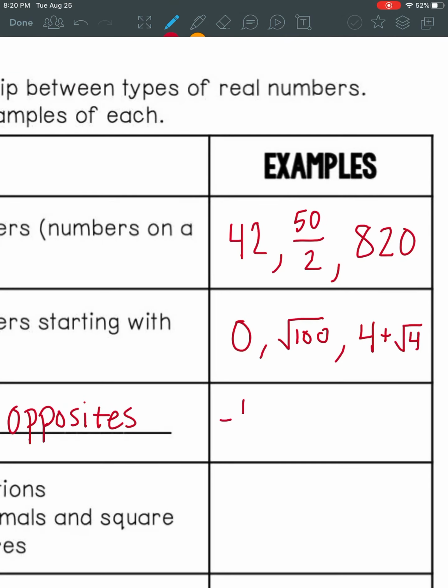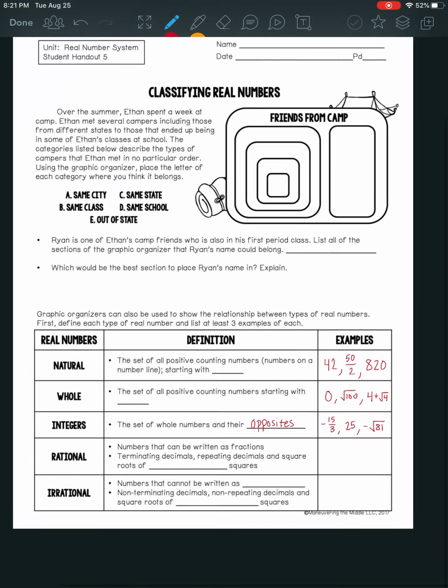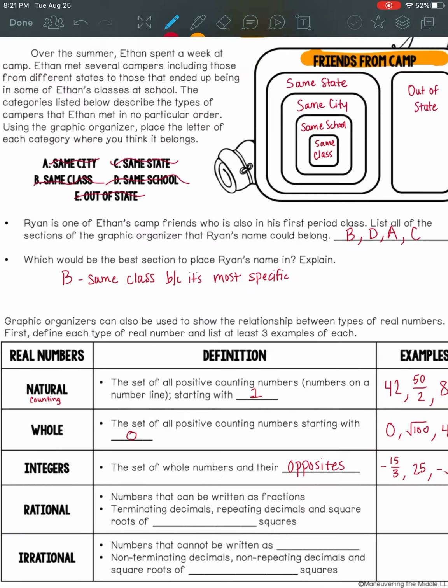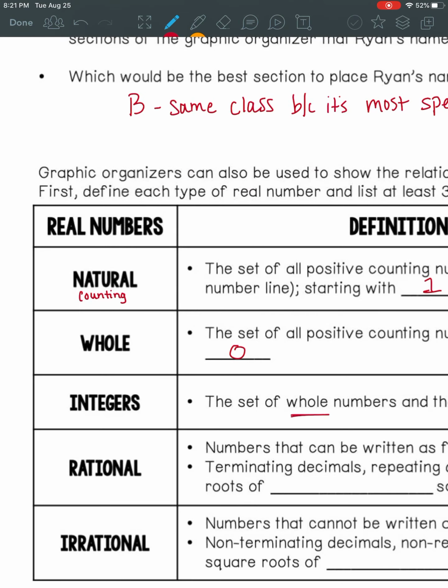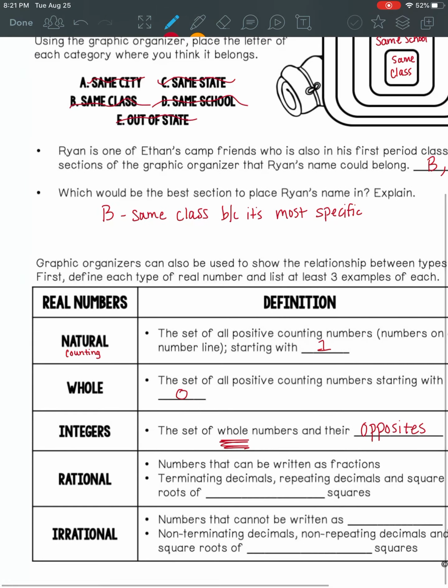Okay, so let's say negative 15 over 3. It looks like a fraction, but if we simplify it, that represents negative 5. All right, 25 as an example. Negative square root of 81. That would be negative 9. So not always are they just perfect whole numbers. You may have to simplify them and then see that they're whole numbers. But integers only include whole numbers.